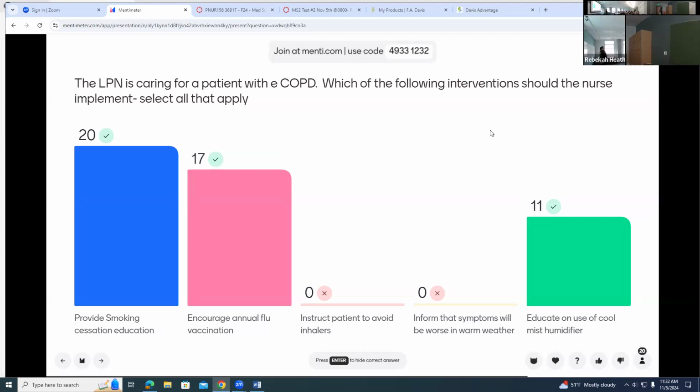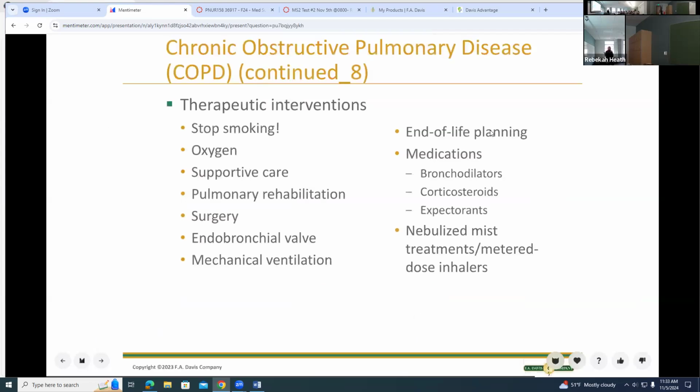And their symptoms, they're not going to be worse in warm weather. When are symptoms usually worse for respiratory patients? Yeah, cold weather. I went to the gym and worked out last night. When I walked outside in the cold air, I got that immediately. It was starting to trigger an asthma attack going from that warm working out environment to walking out into the cold weather. So the cold can trigger some of our respiratory issues. So therapeutic interventions, we talked about all these supportive care, sometimes they need oxygen. The medications: bronchodilators, corticosteroids and expectorants.